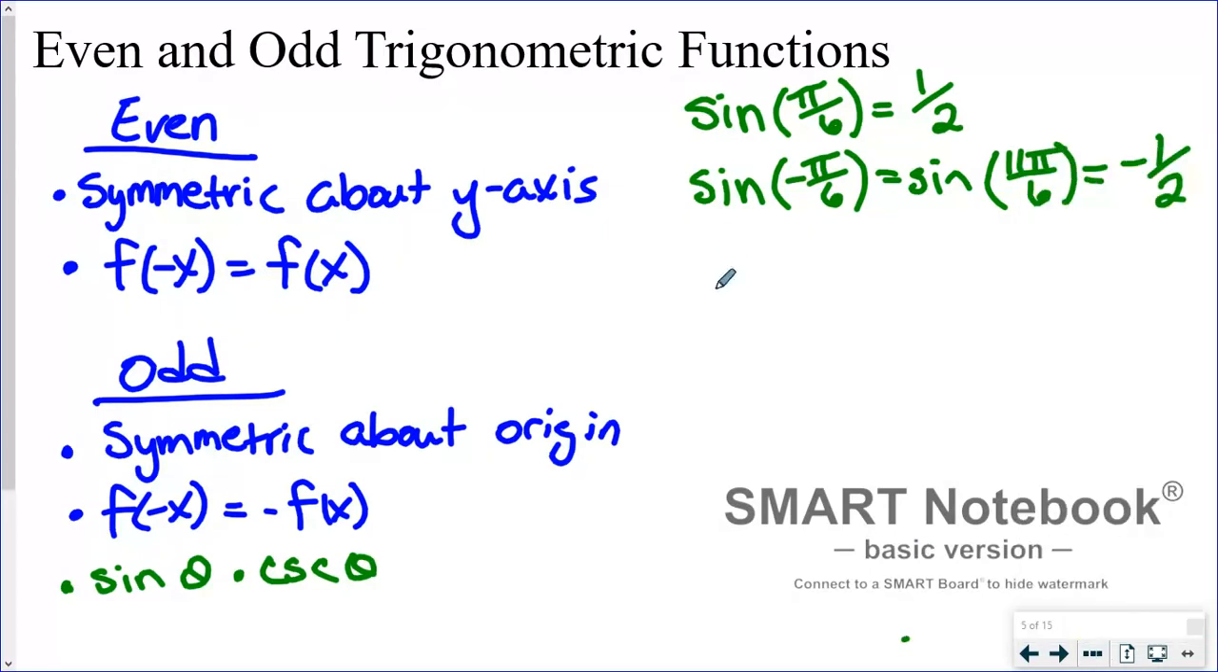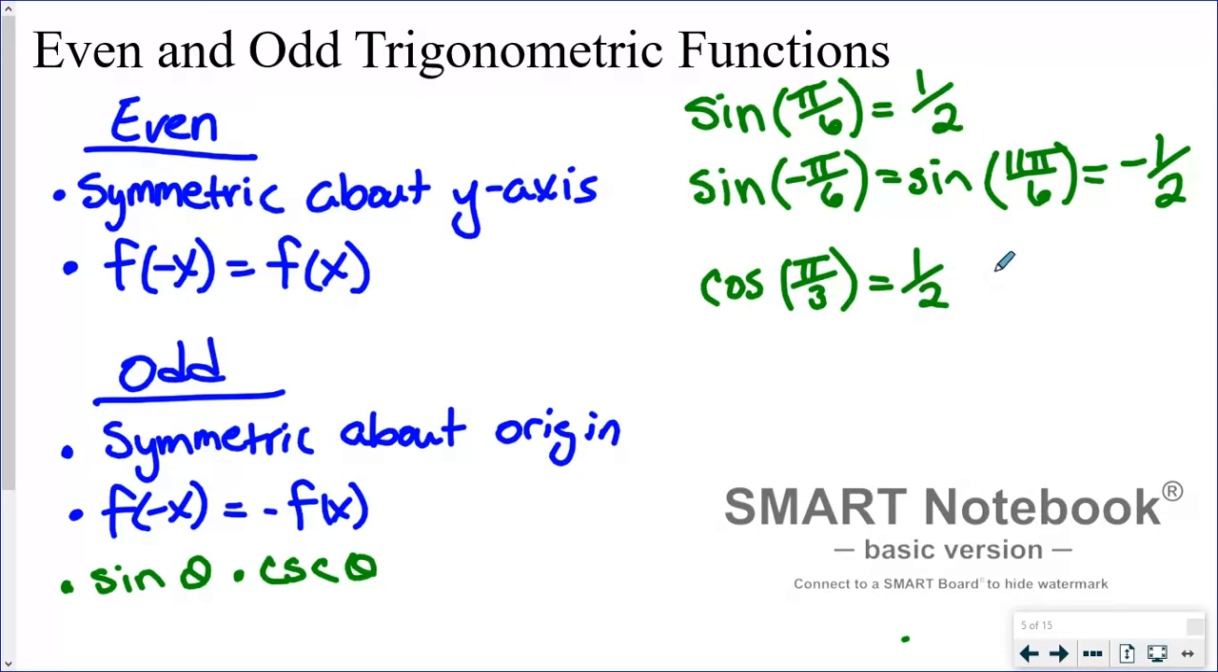Okay. Now let's go ahead and check cosine now. Let's do cosine, and we can pick any value we want. Let's just do pi over 3 just for something different. So now you look at your unit circle. You go to pi over 3, which is the same as 60 degrees. Cosine is our x coordinate there, so that equals 1/2.